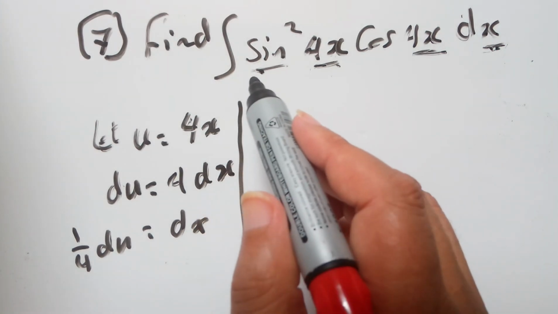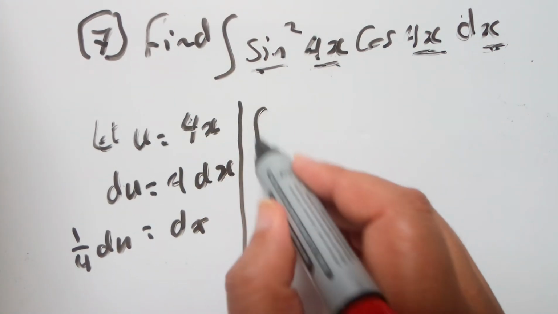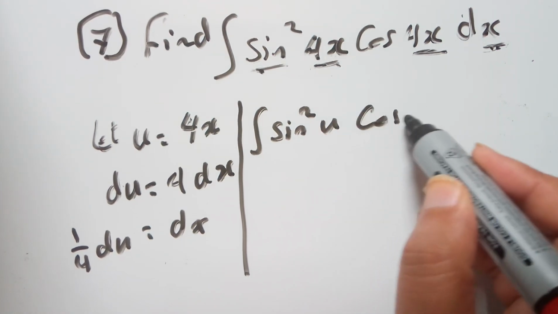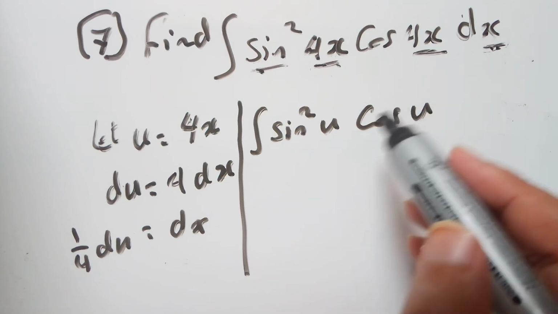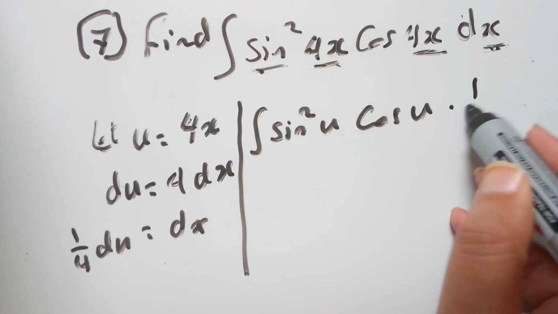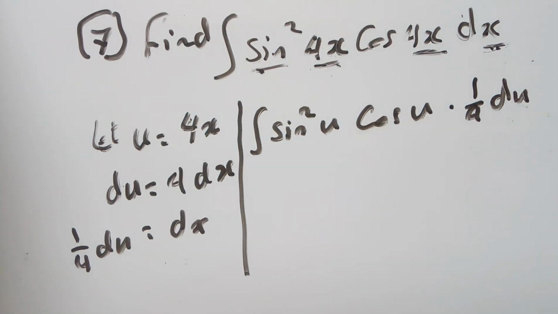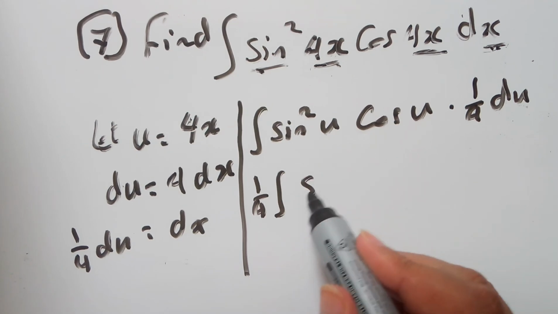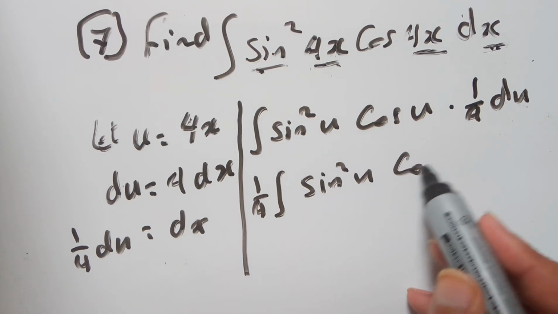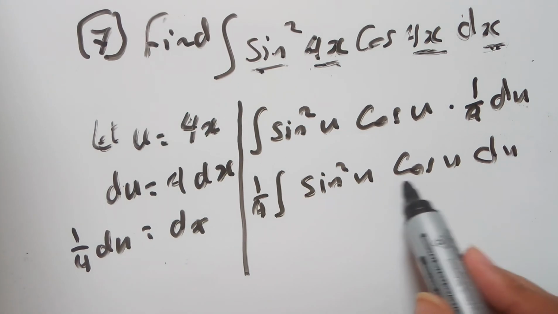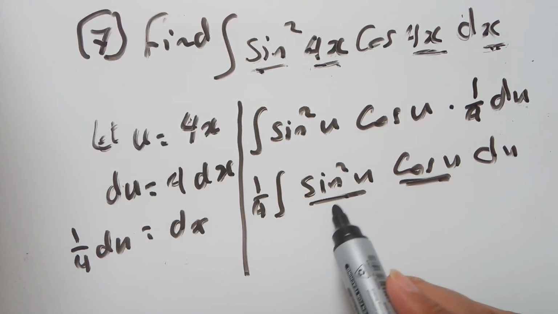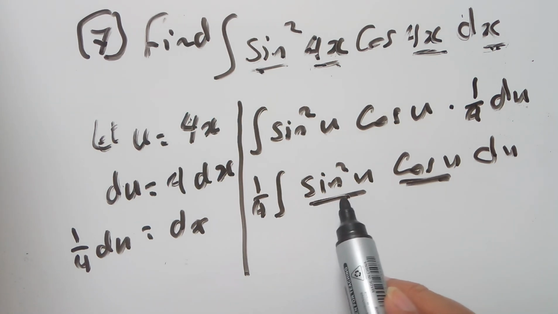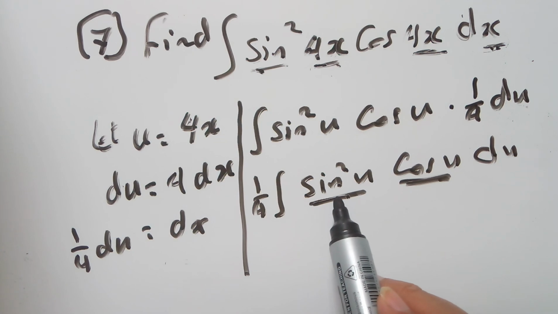Now sine square 4x will be sine square u, cosine 4x will be cosine u, and dx is 1 over 4 du. Then you can write the integral for 1 over 4 sine square u cosine u du. Now cosine u is the derivative for sine u. The derivative for sine is cosine. Then we have the derivative of the function, so apply the power rule.